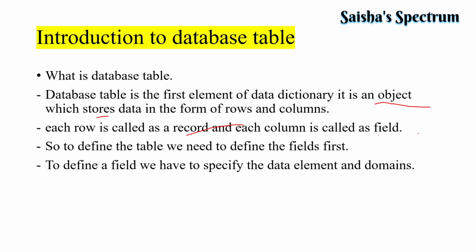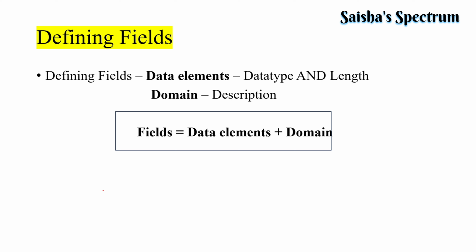To define a table, we need to define a field first. To define a field, we need to specify data elements and domains. So what are data elements and domains? First, a field is a collection of a data element and a domain, where the data element includes data type and length, and the domain contains a short description.